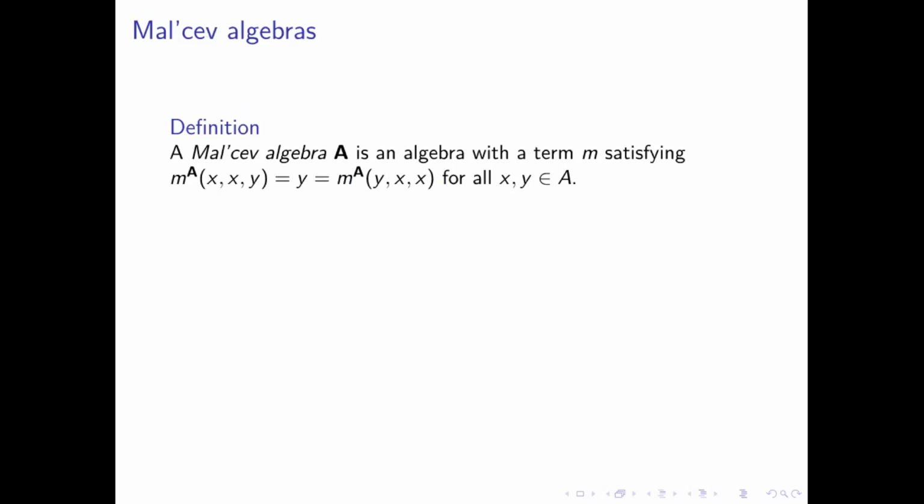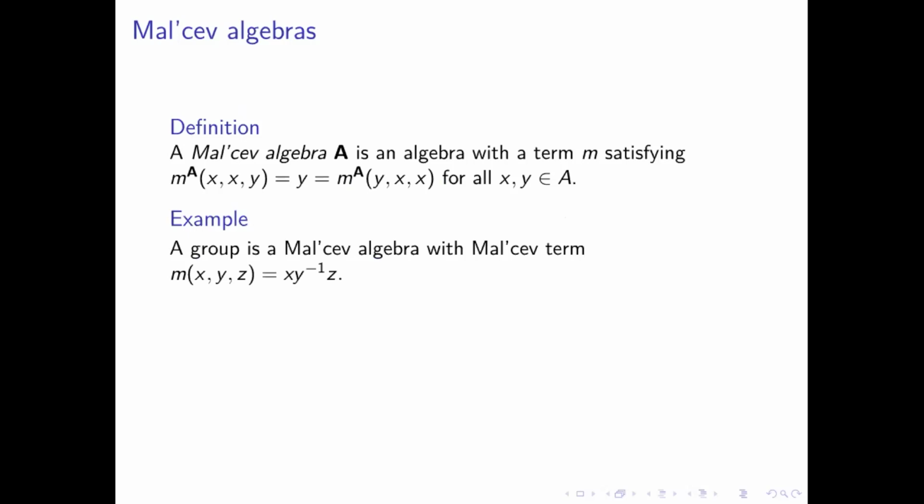Okay, so now Malsev algebras. This is the most important case. A Malsev algebra is going to be an algebra with the term M satisfying this identity here for all x, y, and a: m(x, x, y) equals m(y, x, x). Okay, classic example of a Malsev algebra is a group.